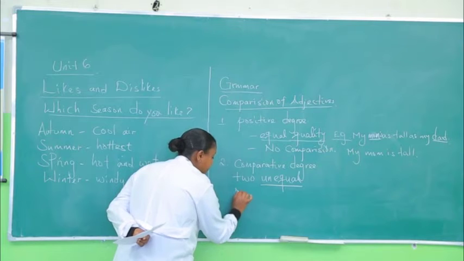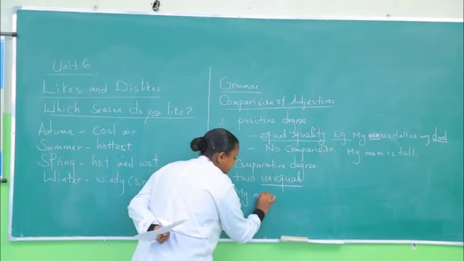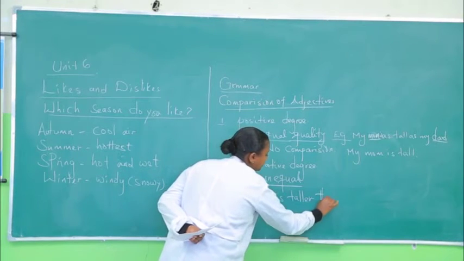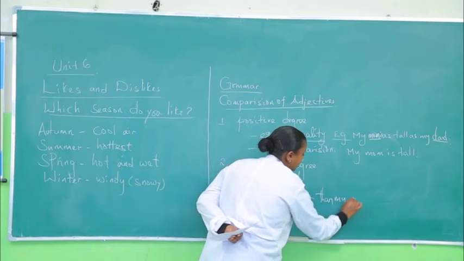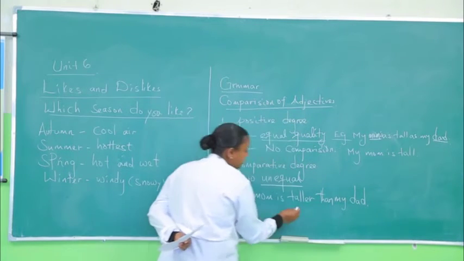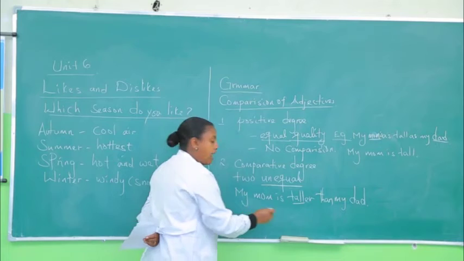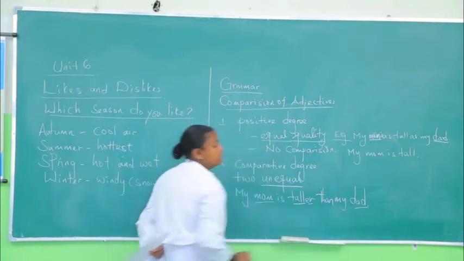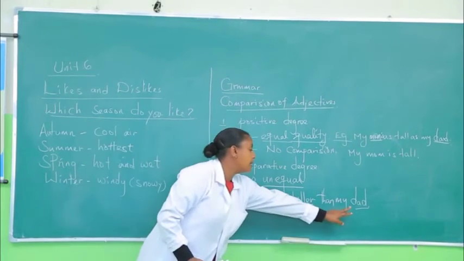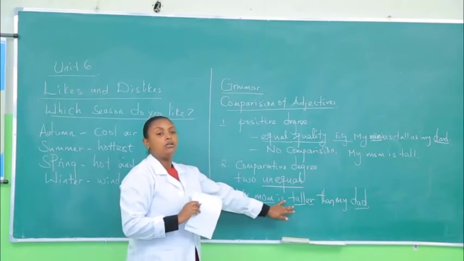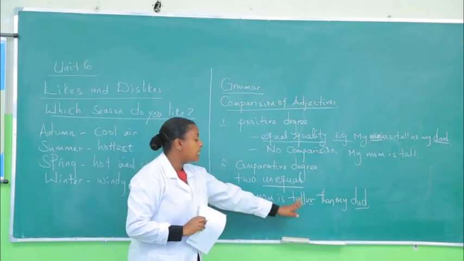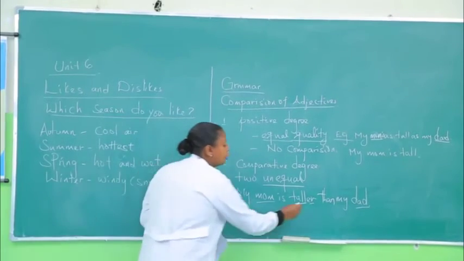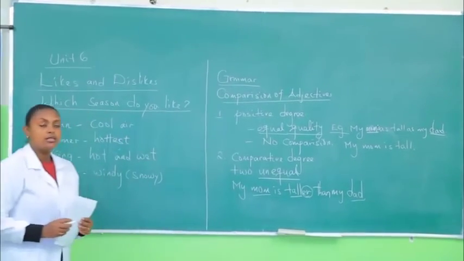For example, my mom is taller than my dad. Here, the adjective is tall. I added ER here. I compared my mother with my father with unequal quality. Since tall has only one syllable, I added only ER at the end of the adjective.